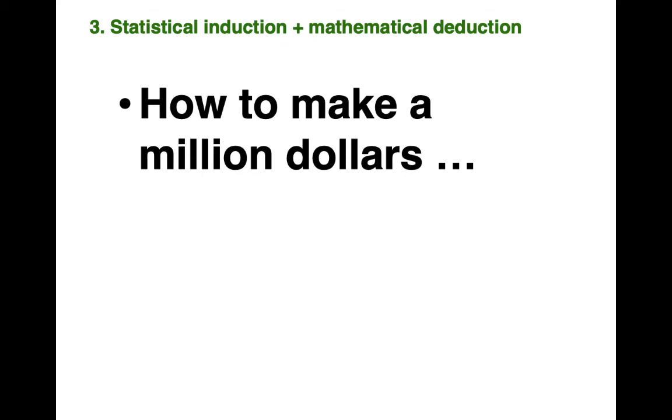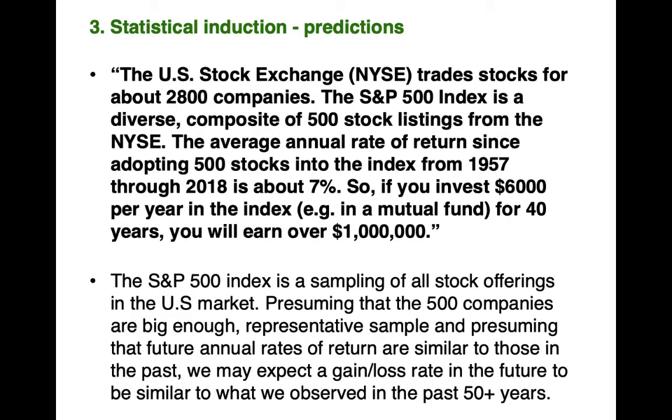How do you make $1 million? Here's an argument. And this statistical inductive argument is going to yield a prediction. The prediction is you will earn over $1 million if these conditions obtain.